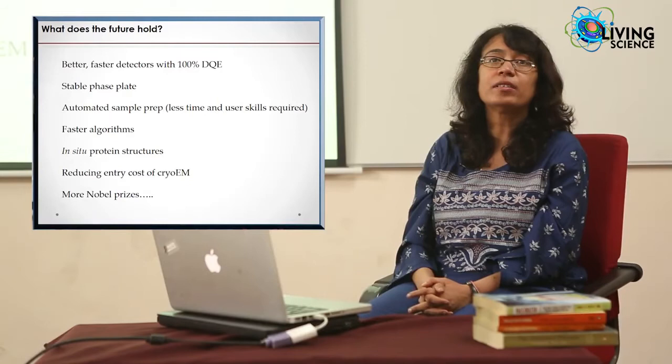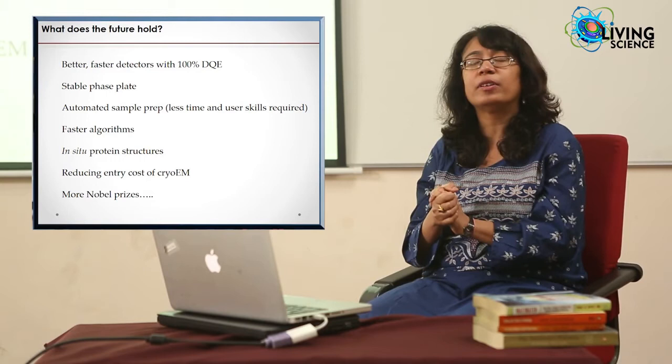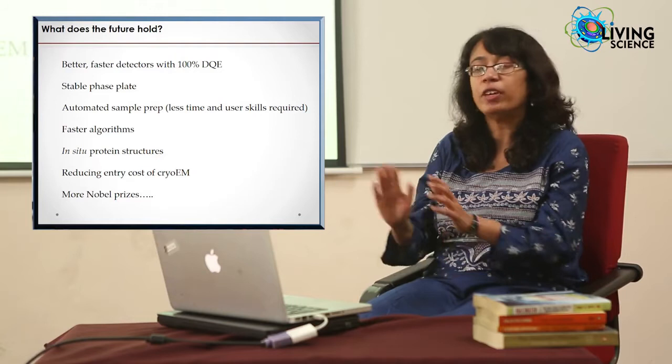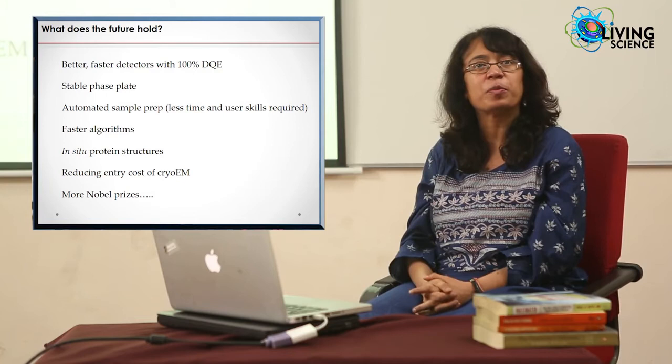So what does the future hold for cryo-electron microscopy? Even better, faster detectors with 100% detection if possible, stable phase plates which can lead to images with high contrast, and automated sample preparation, because the sample preparation method is still fairly manual and requires a lot of user skill. Faster algorithms, and going to in situ protein structures from in vitro protein structures. And this is an expensive technique. I won't go into that, but the instrumentation and associated requirements are fairly cost intensive. So how to reduce the entry cost of cryo-EM, and hopefully in future more Nobel Prizes.